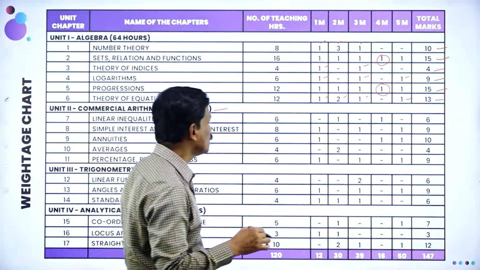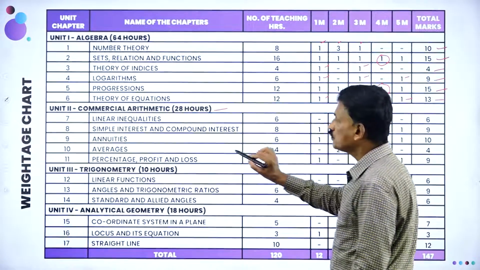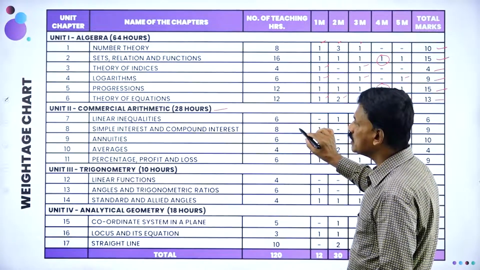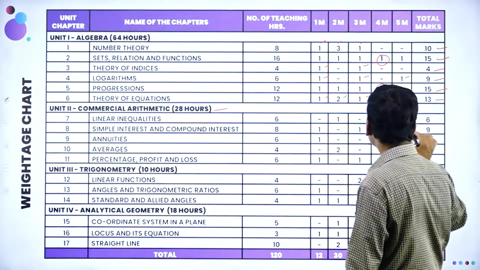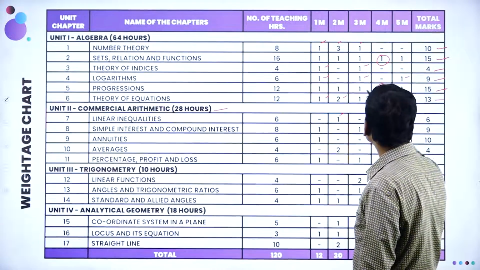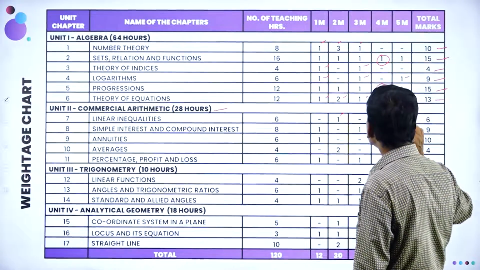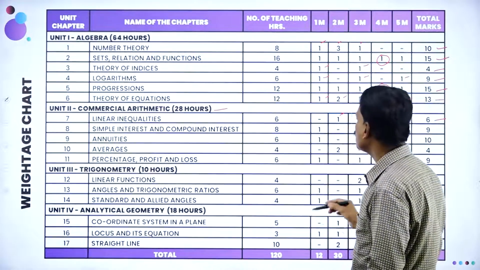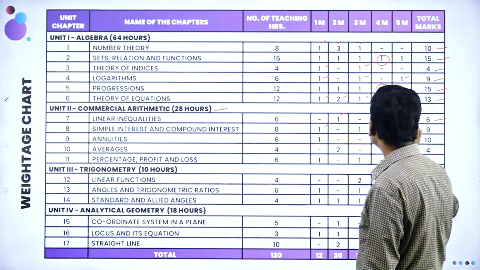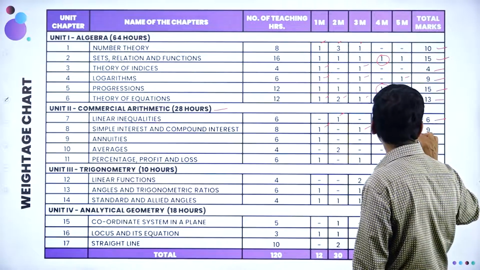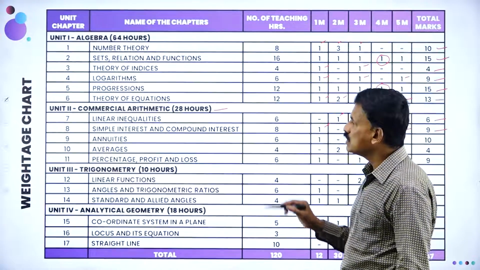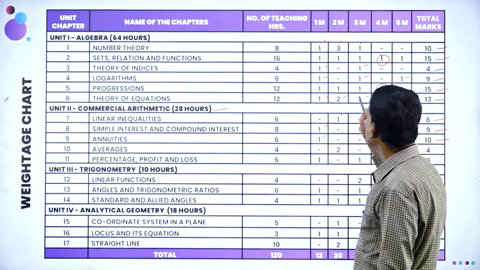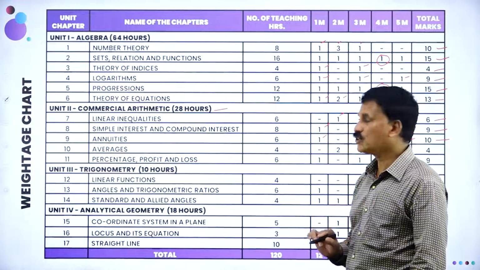In commercial arithmetic, you will have 5 chapters. Linear inequalities: you will have 1 mark question, 2 marks and 4 marks, totally 6 marks. Simple interest and compound interest: we have 1 mark question as well as 3 marks question and 5 marks question, totally 9 marks. Annuities: we have 10 marks, 1 5 marks, 1 4 marks and 1 mark question.